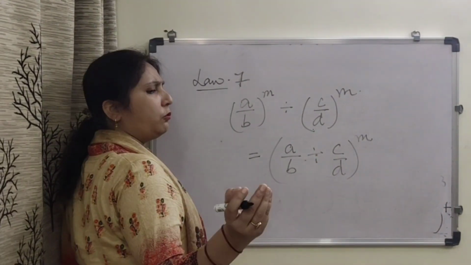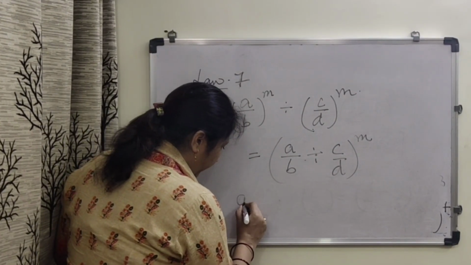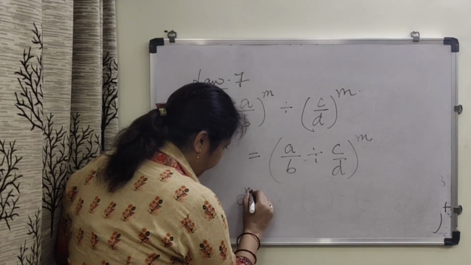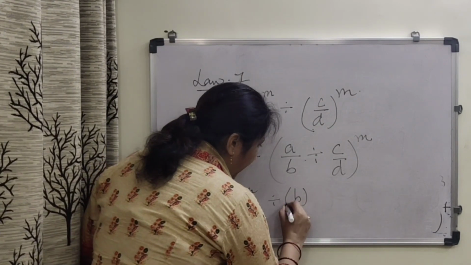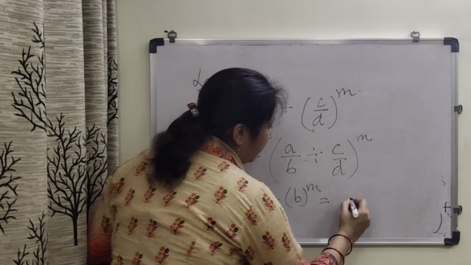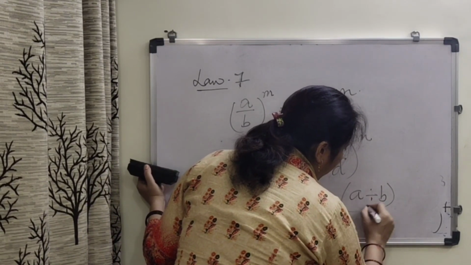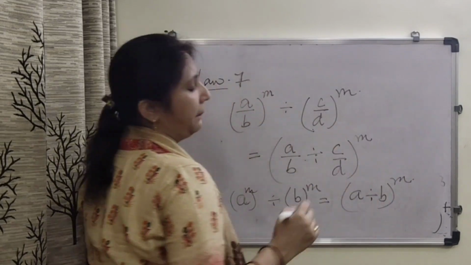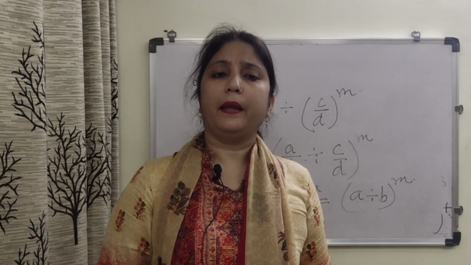For example, for some of my students, I would like to write for real number as well. A to the power m divided by b to the power m, it is equals to a divided by b in the bracket whole to the power m. A divided by b whole to the power m.